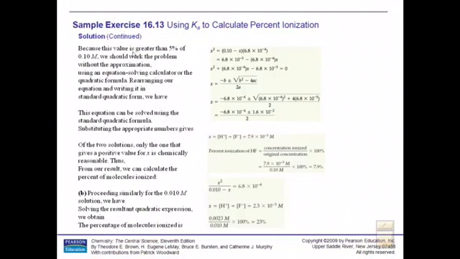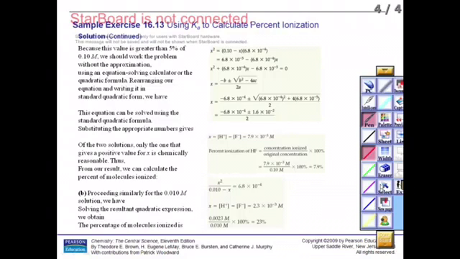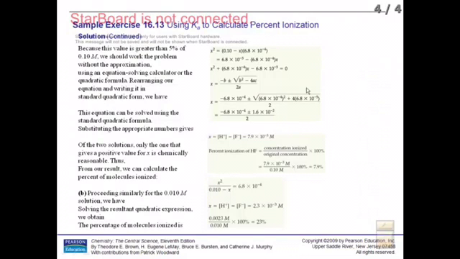It says because this value is greater than 5% of the 0.1 molar, we should work the problem without an approximation. In other words, you're going to have to use the quadratic formula. So remember that check: if it's 5% or lower, it's negligible. But in this particular instance, it is not. As you can see, they started doing the quadratic formula. They got x squared on one side, they've got the expression of K sub A, and they reduced it to this formula right here.